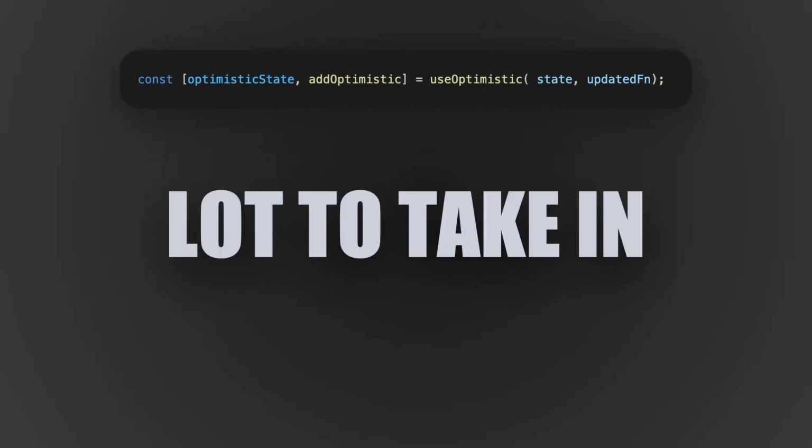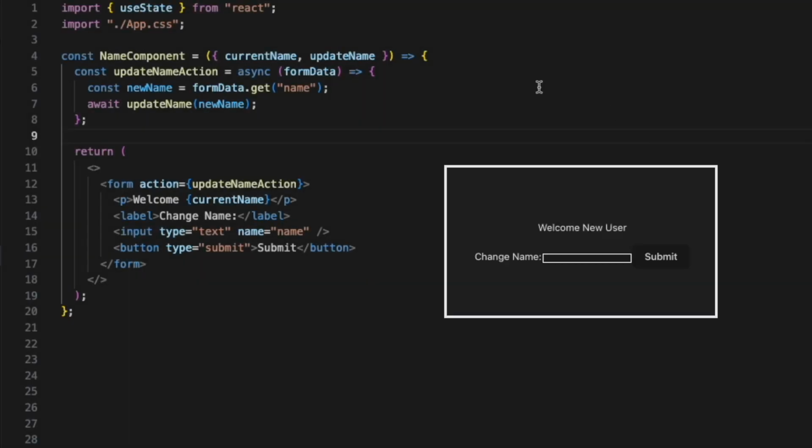I know that's a lot to take in, but let me show you the hook being used in an example. This will give you a much better understanding of how to use the hook. Here we have a component that the user can use to update their name. It takes in two props. First is the current name, which is a string. The second is an asynchronous function that updates the name. I have mocked this to take 2 seconds.